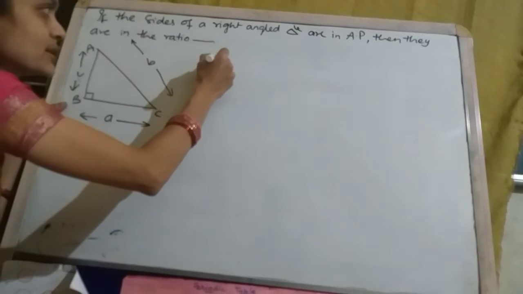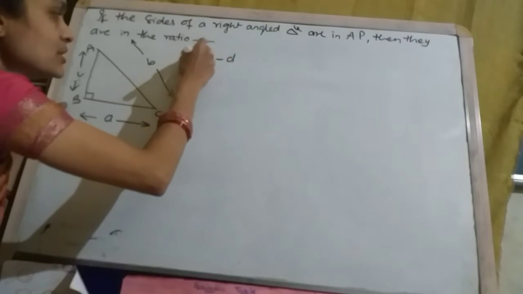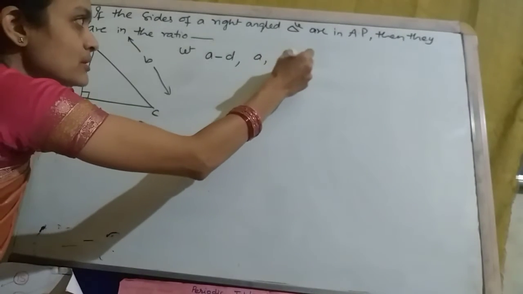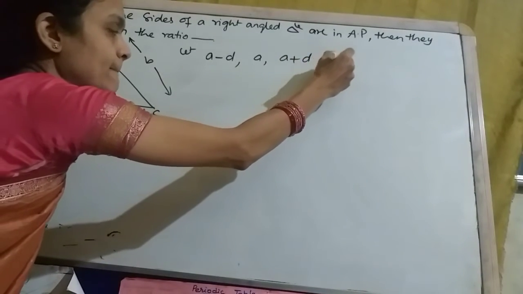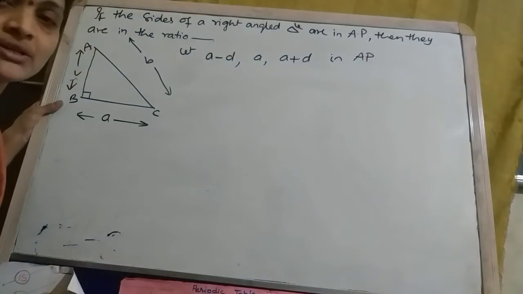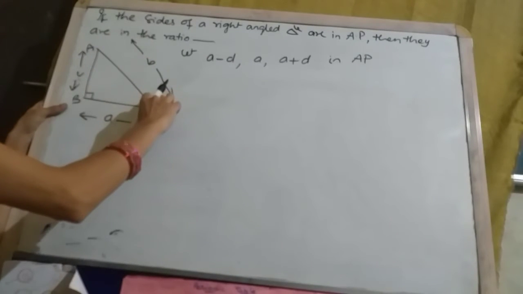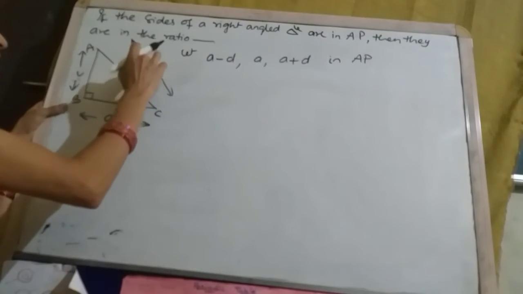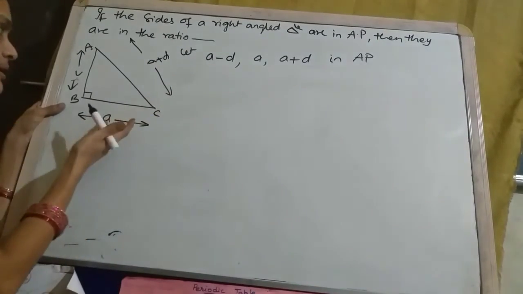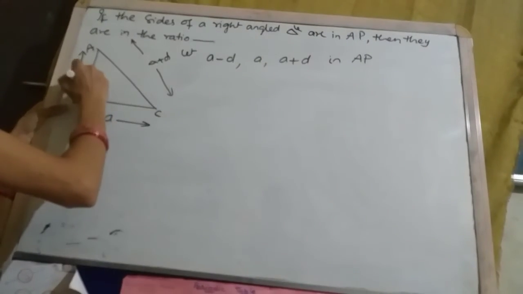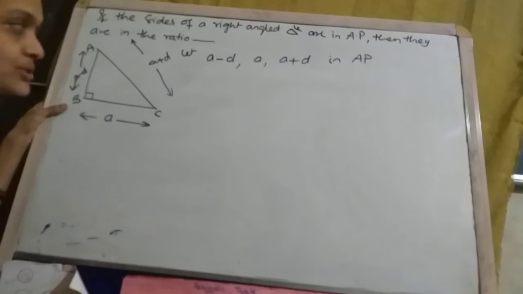let us take a minus t, a, a plus t as the sides. Let these be in AP. So then the longest length is nothing but a plus t. Instead of this you write a plus t. The remaining two sides are this a, and this one is a minus t. You take the remaining two sides like this.